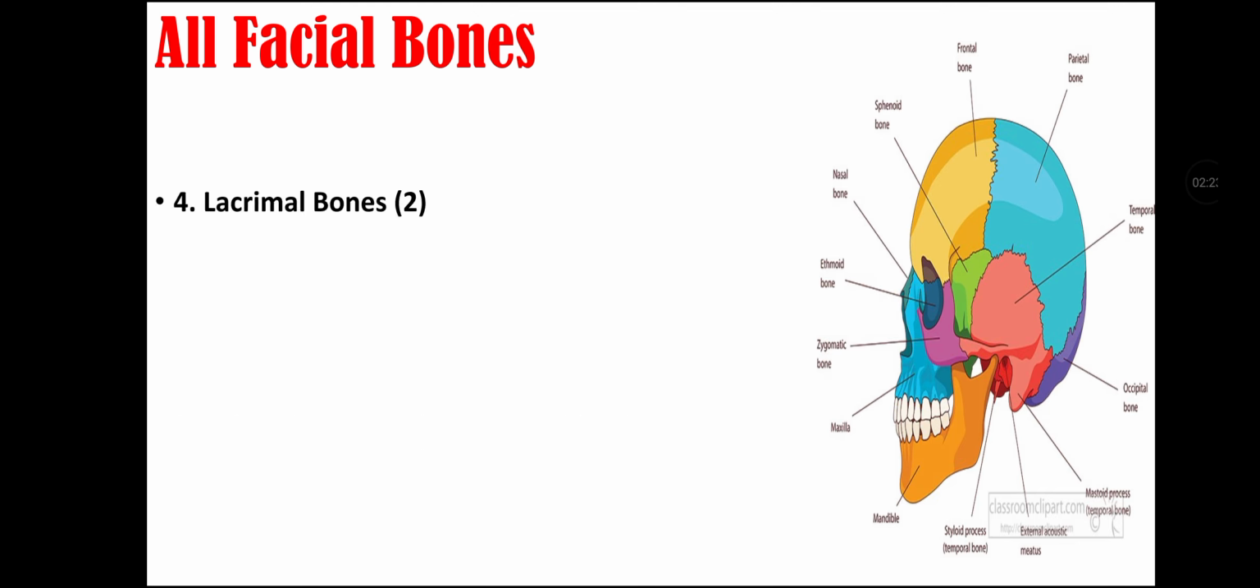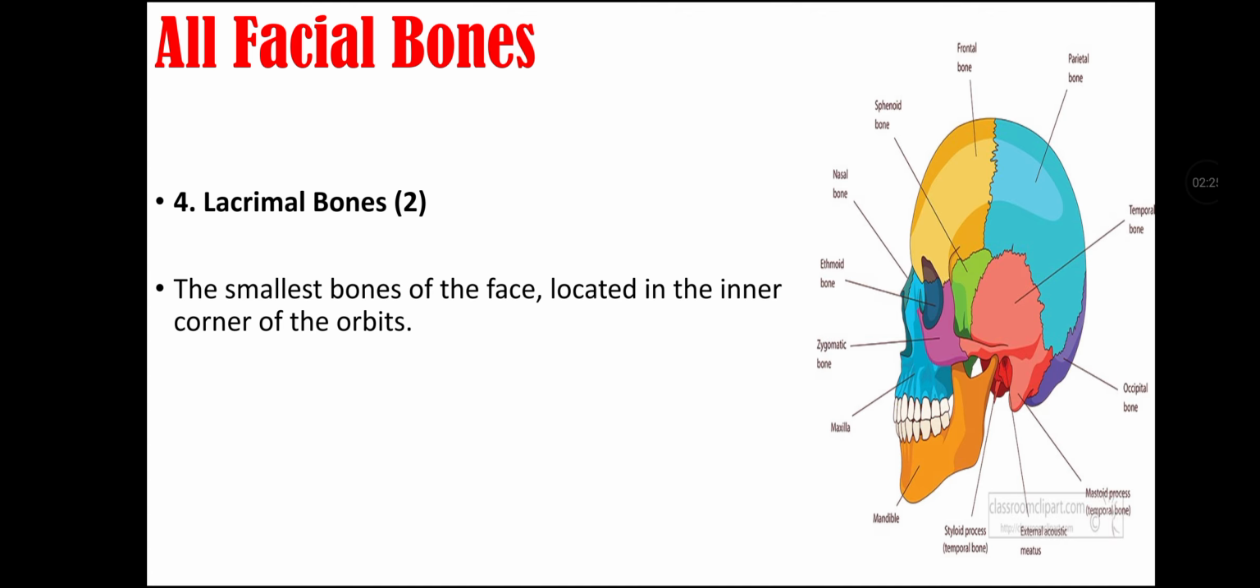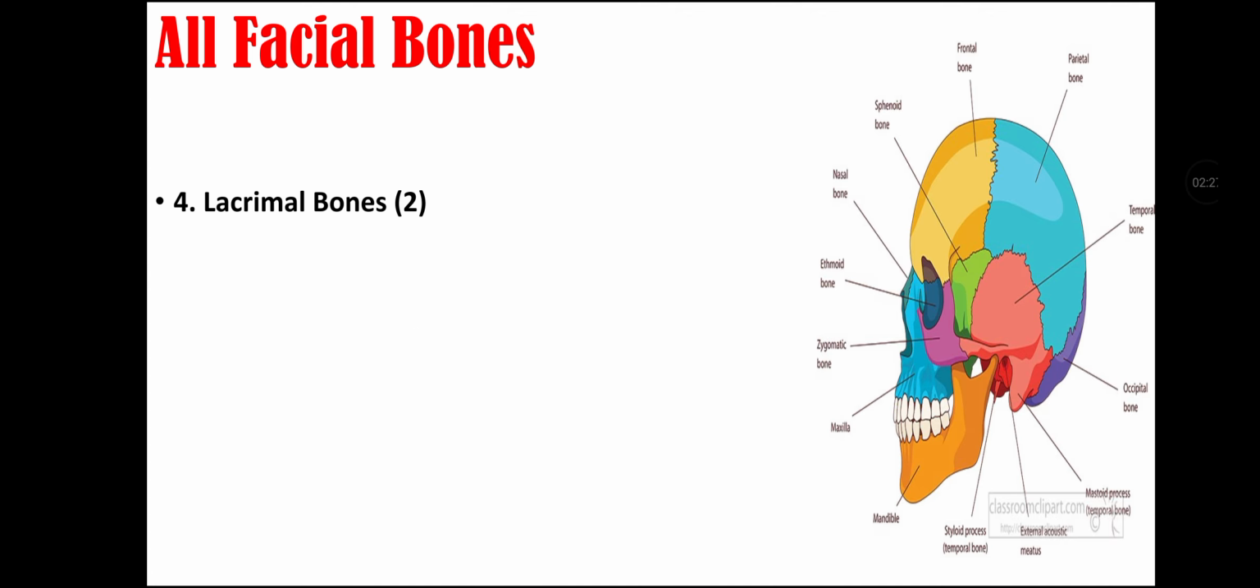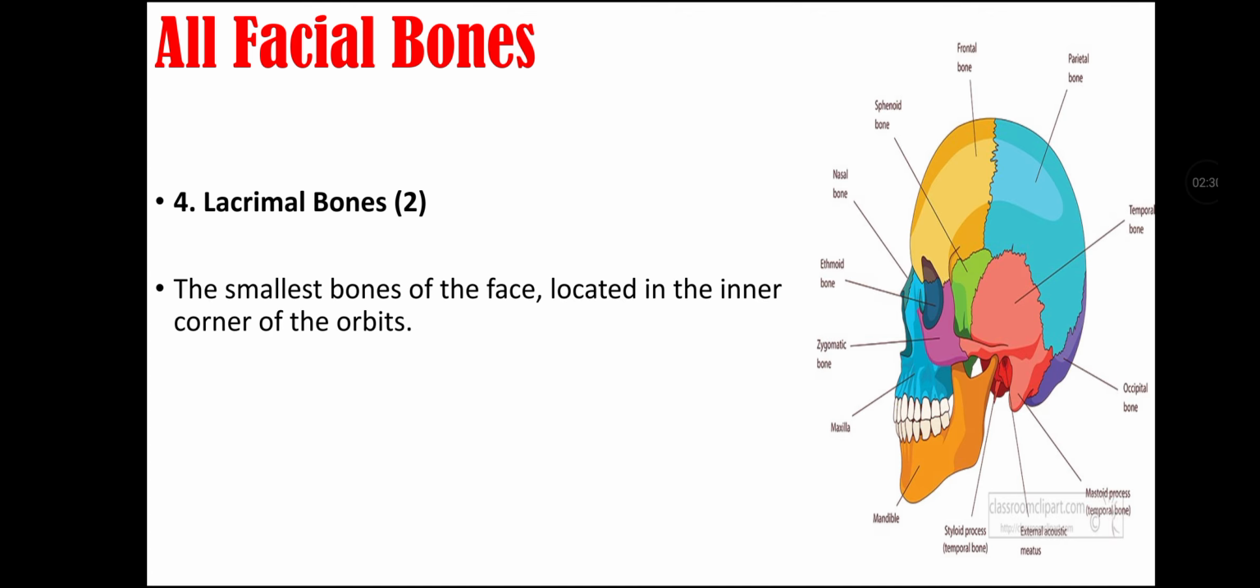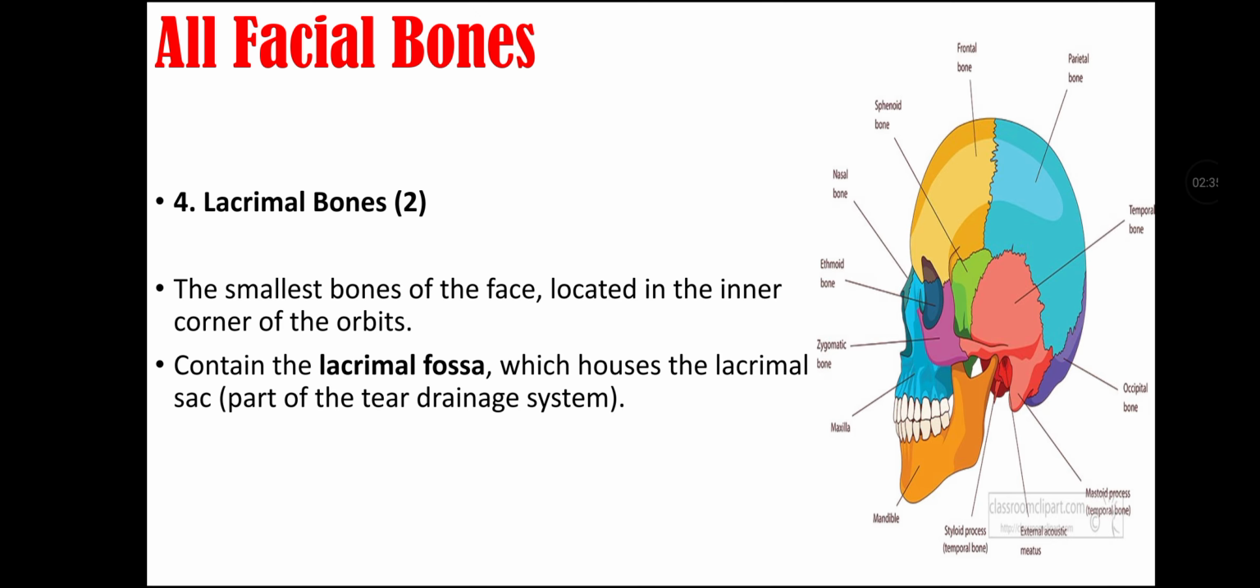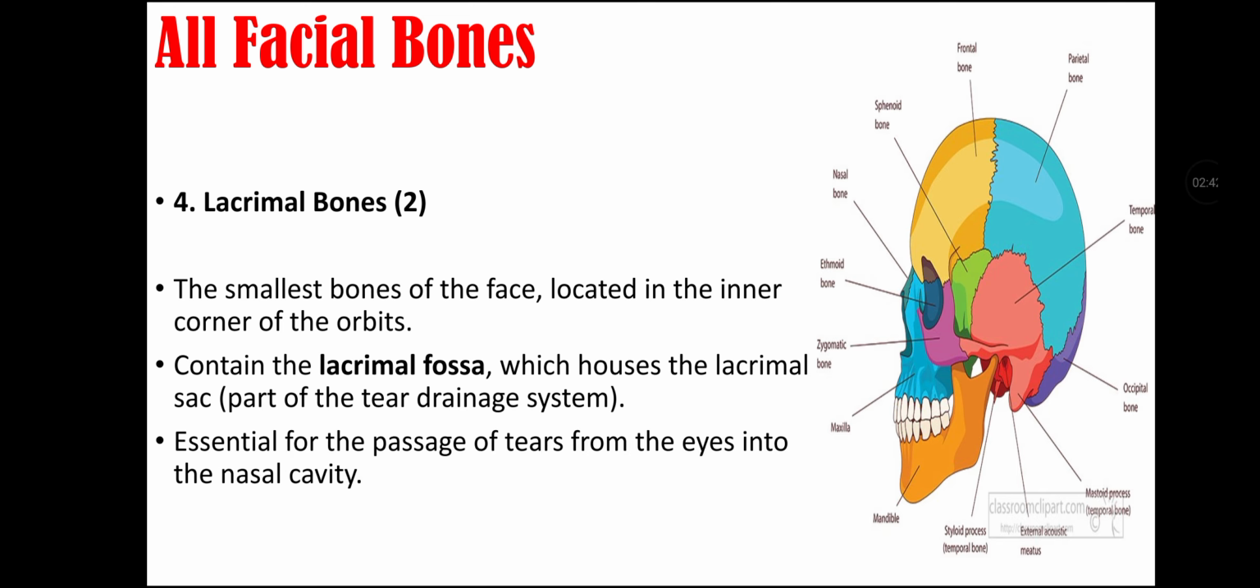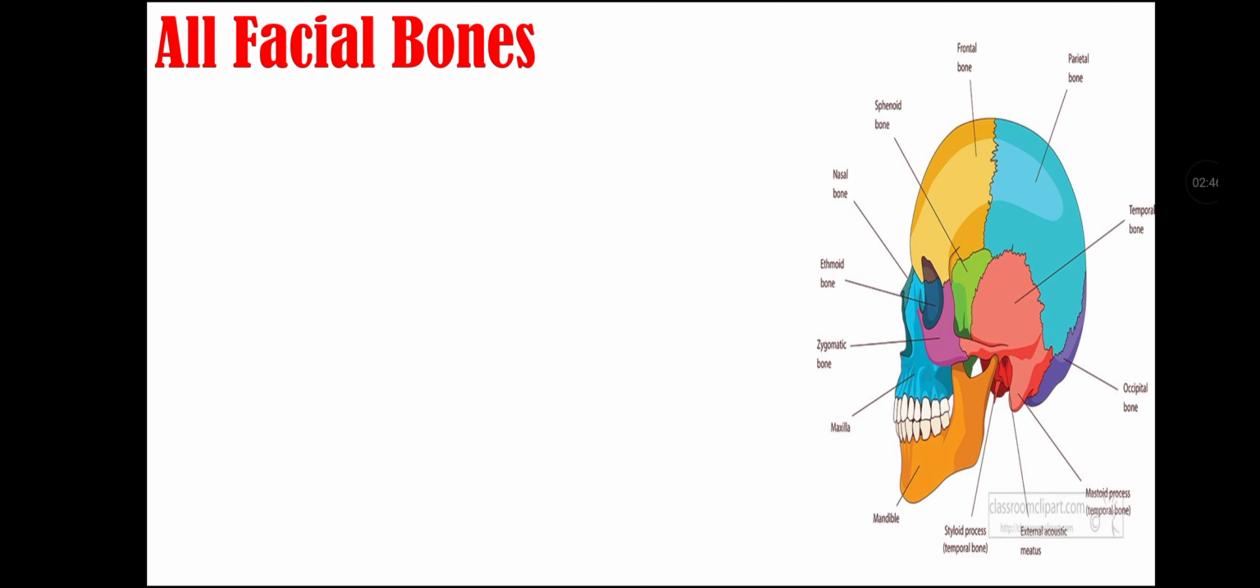Next facial bone we have is the lacrimal bone. It is also a paired bone, that means there are two lacrimal bones in every skull. They are the smallest bones of the face and are located in the inner corners of the orbits. They contain the lacrimal fossa which houses the lacrimal sac, that is a part of the tear drainage system. It is essential for passage of tears from the eyes into the nasal cavity.